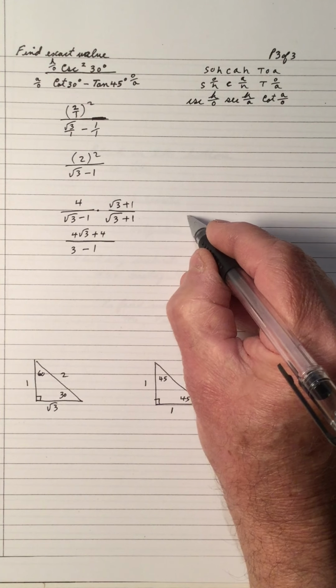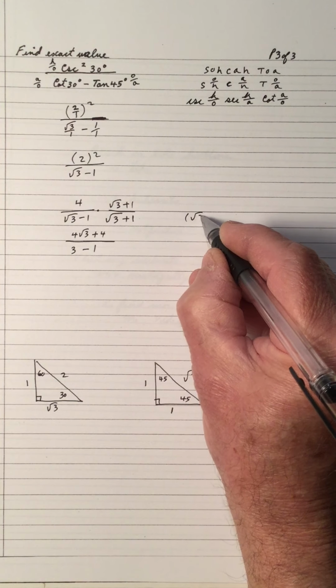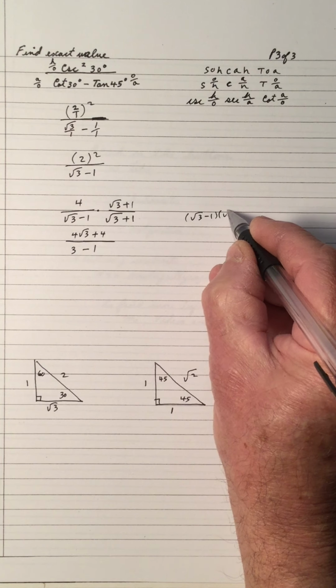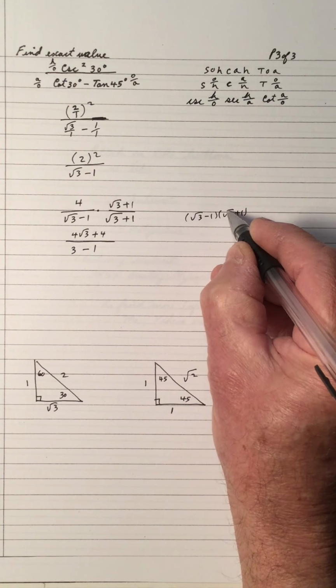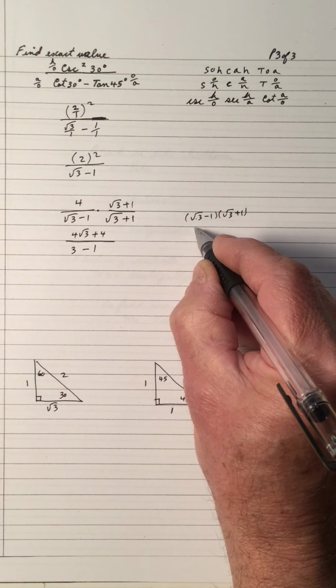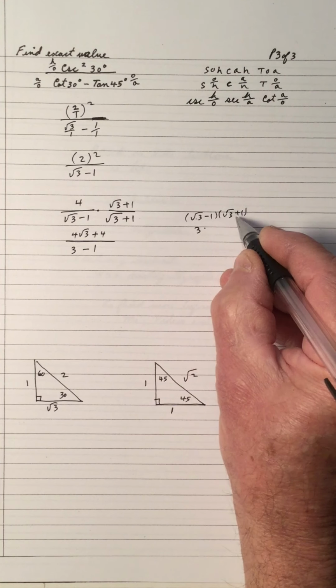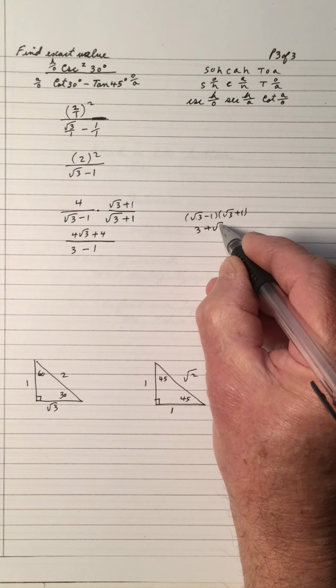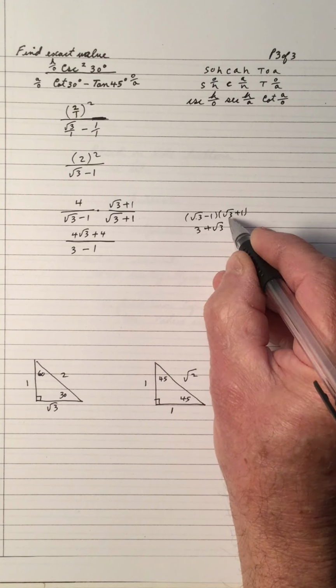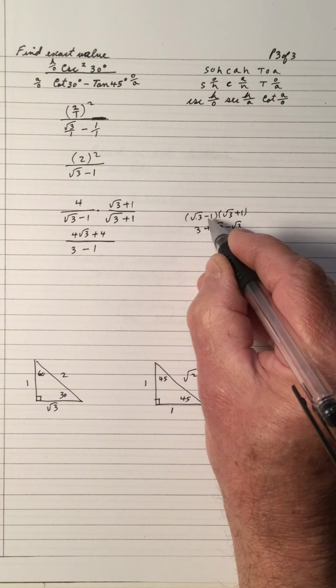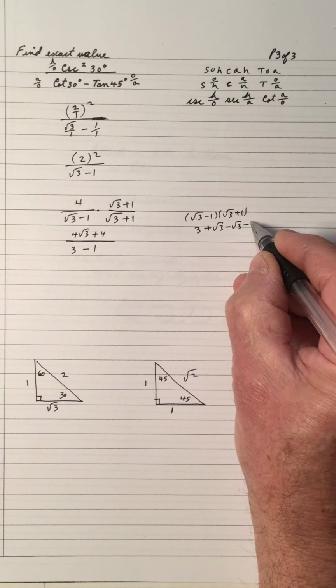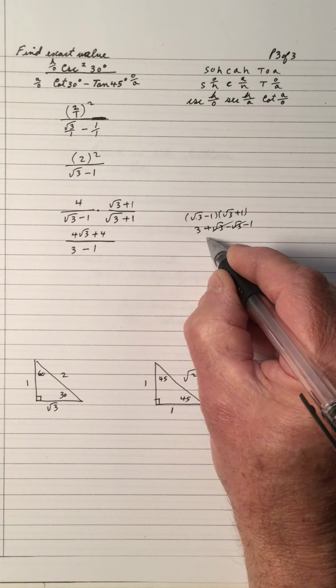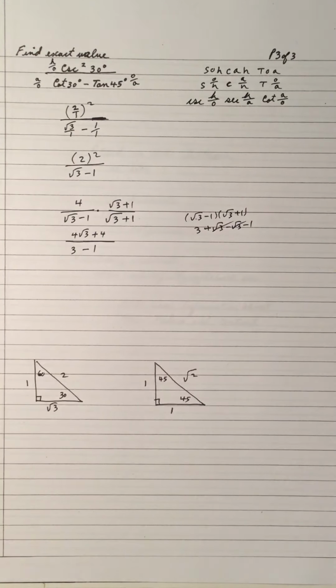What happens is that I could have multiplied root 3 minus 1 by root 3 plus 1. And that would give me root 3 times root 3 is 3. Root 3 times 1 is root 3. Negative 1 times root 3 is negative root 3. Negative 1 times negative 1 is negative 1. They cancel out, and I would add the 3 minus 1.